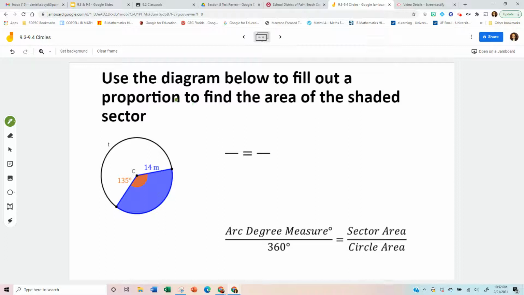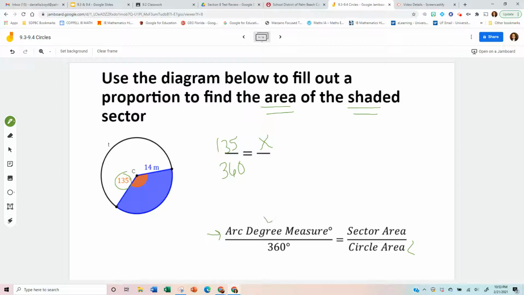So the first thing we're going to do, giving you the formula here, is use the diagram below to fill out a proportion to find the area of the shaded sector. So we're trying to figure out the blue sector. I'm going to do arc degree first, and it looks like the arc degree is this degree right here, 135. So the first proportion is going to start off 135 over 360. I think this is the easiest of the proportions to do. Now, we don't know the area of the shaded sector. So when I don't know something and I'm looking for it, I'm going to use a variable. In this case, I'm going to use x because I'm looking for it.